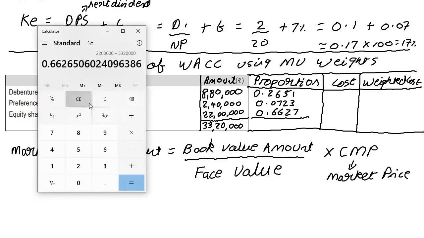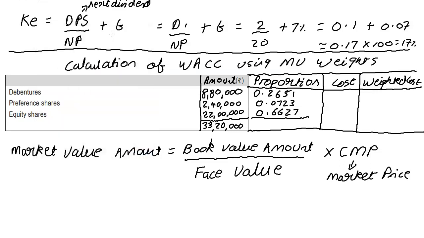Now, one way to make sure that these numbers are proper is if they are either equal to 1 or very close to 1. So 0.2651 plus 0.0723 plus 0.6627. Okay, it's fine, it's 1. Right, so we have a total of 1.